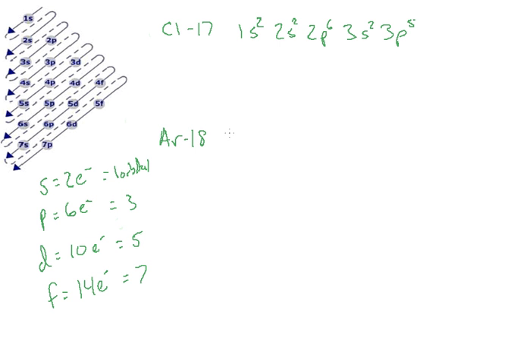Argon, we got 18. We're just going to take it one more electron further. So 1s2, 2s2, 2p6, 3s2, and 3p6. These guys are right next to each other. This is going to differ from chlorine in that there's one more electron in our 3p sublevel. So that's how you do these guys.